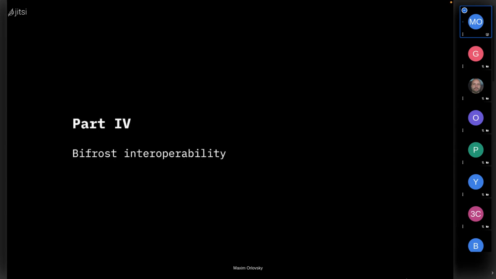The next part I would like to talk about is the interoperability of Bifrost with the existing infrastructure, and how it will interact with the Lightning Network. Before moving to this part, maybe I will check once again: are there any questions on part 3 about the design of the Bifrost internals?